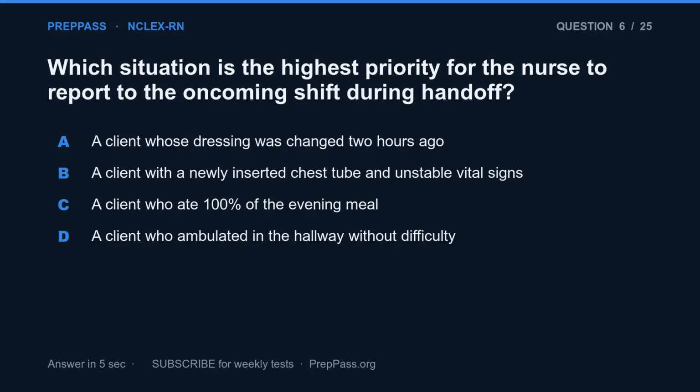Question 6. Which situation is the highest priority for the nurse to report to the oncoming shift during handoff? A. A client whose dressing was changed 2 hours ago. B. A client with a newly inserted chest tube and unstable vital signs. C. A client who ate 100% of the evening meal. D. A client who ambulated in the hallway without difficulty.